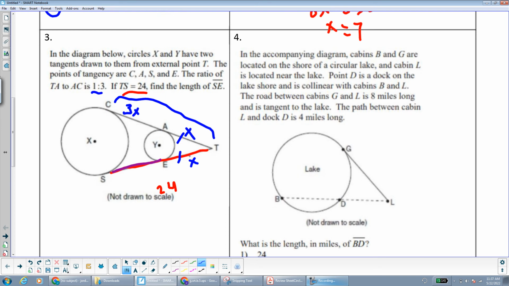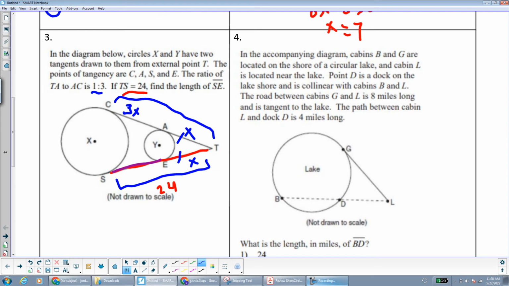And notice how TS is also tangent to circle X at point S. Since TC and TS are both tangent to circle X and are drawn from the same external point T, that means they are congruent to each other. So the whole line segment TC, the whole tangent, I should say, and the whole tangent TS are congruent to each other.